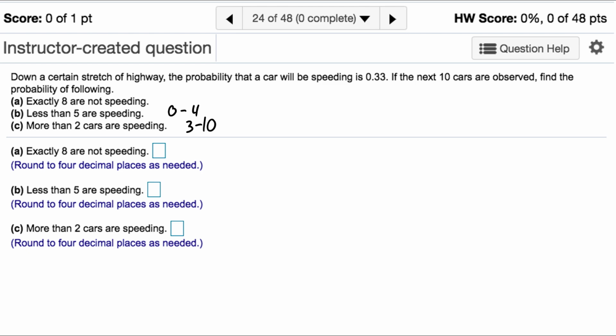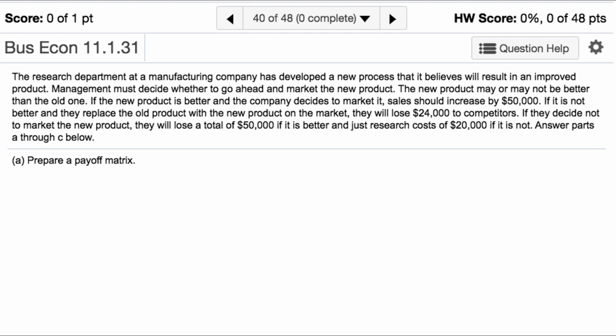All right, let's jump to game theory. On this next one, we've got a research department at a manufacturing company that has developed a new process that it believes will result in an improved product. Management must decide whether to go ahead and market the new product. The new product may or may not be better than the old one. If the new product is better and the company decides to market it, sales should increase by $50,000. All right, let's go ahead and start writing our matrix as we read the rest of the question.